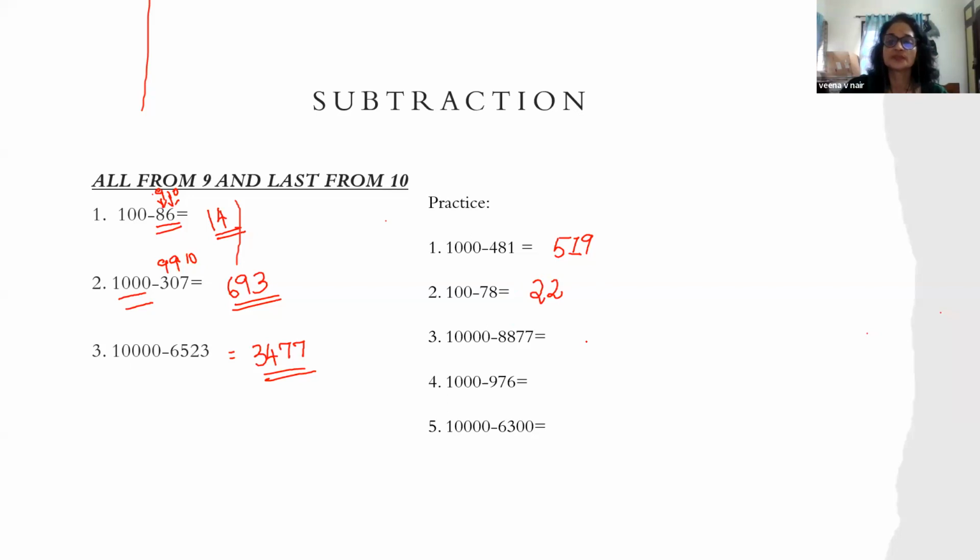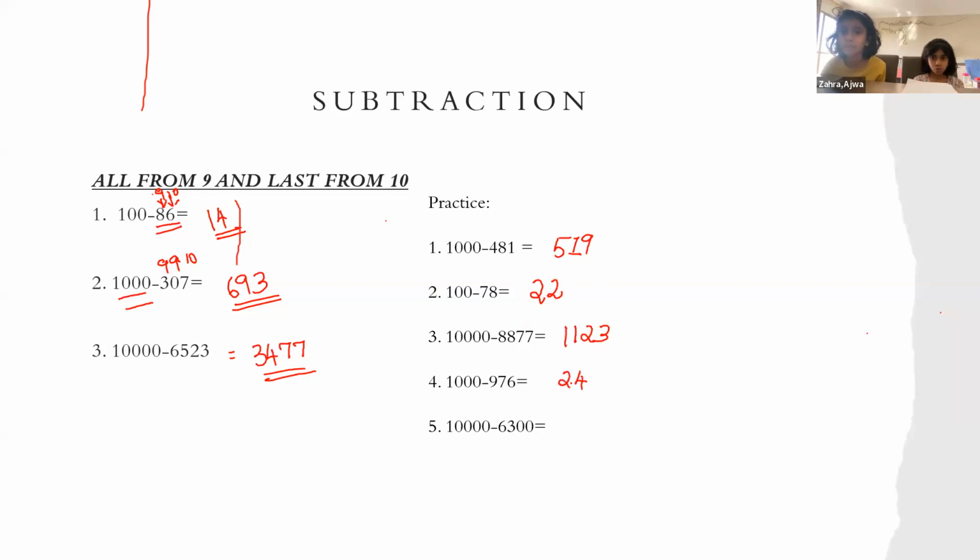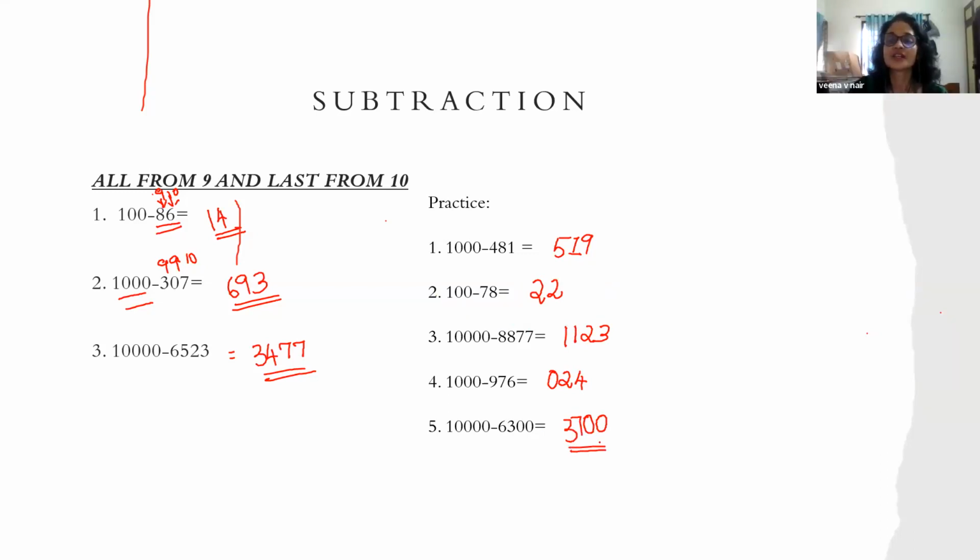Okay. Next one. 10 minus 7 is 3. Next one. Next one. Clear? Yes, ma'am. Okay.